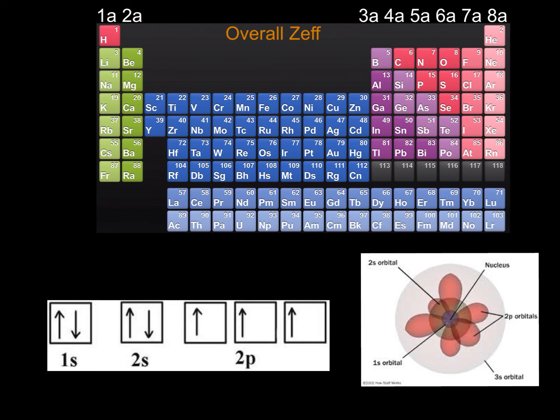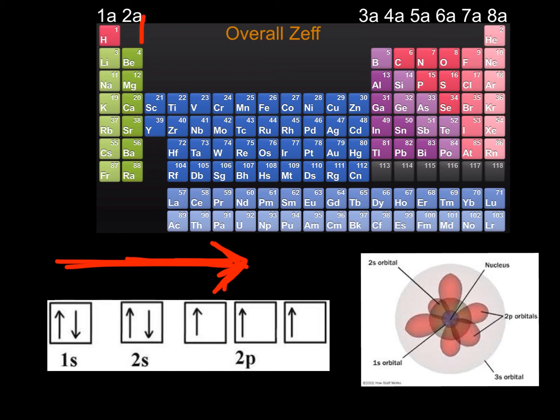So what we just showed is that going across, my effective pull gets a lot stronger because we're on the same energy level. So my protons are increasing going across, and electrons on the same energy level don't really interfere with that pull of the protons. There are 2 slight exceptions.